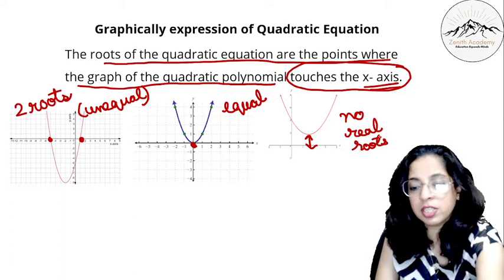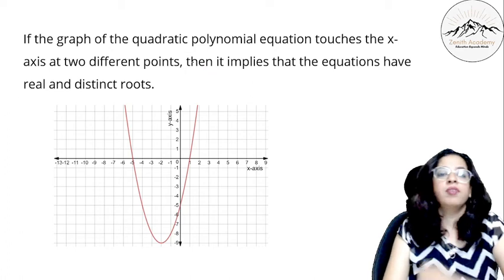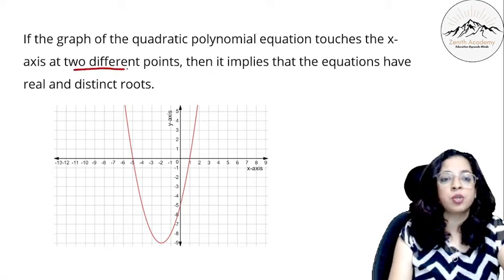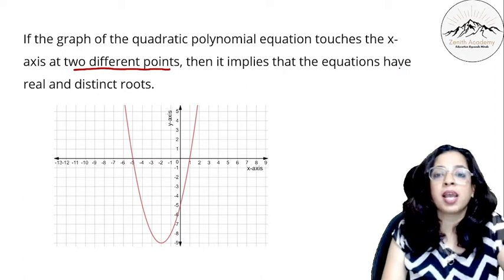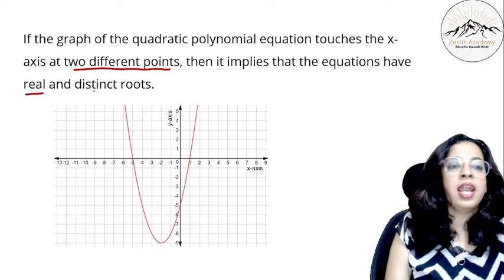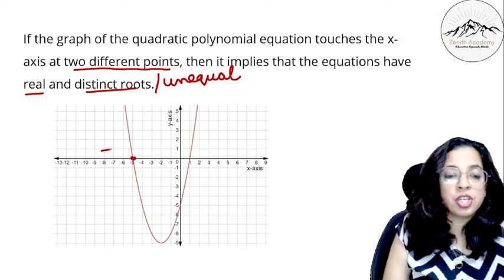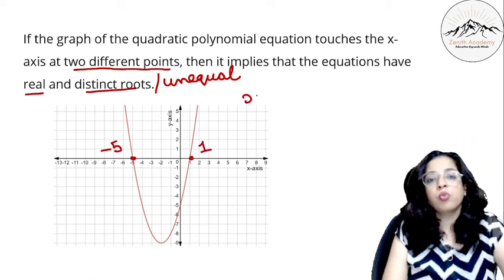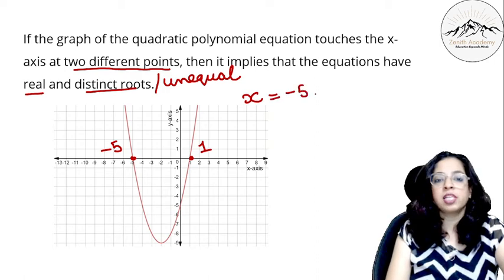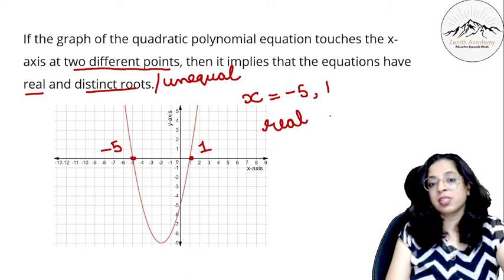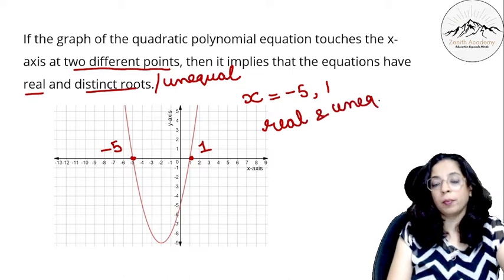Okay, I will explain this to you again. See here, if the graph of the quadratic equation or polynomial touches the x-axis at two different points, then it implies the equations have real and distinct roots. Distinct, as I just told you, means unequal roots, right? So here you see it is touching at -5 and it is touching at 1. So the roots of this quadratic equation will be -5, 1. So the roots are real. These both numbers are real and unequal.